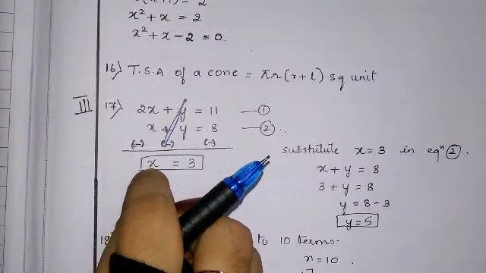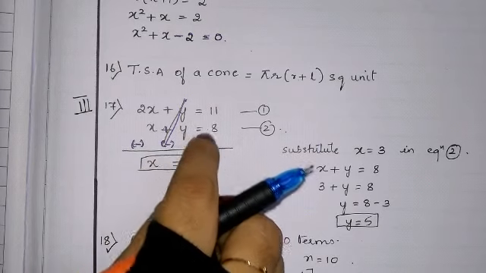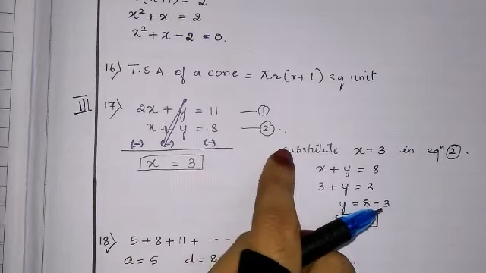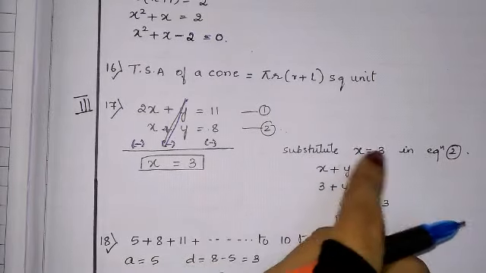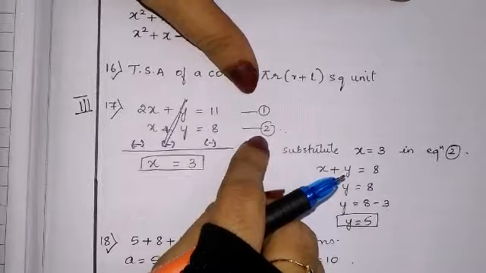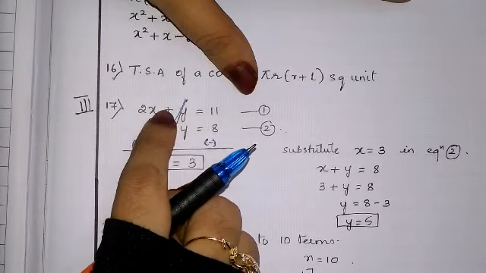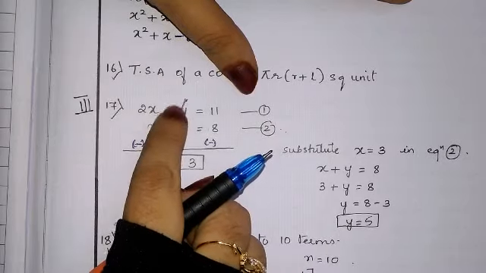2x minus x, x. 11 minus 8, 3. So x value we got 3. Put or substitute x is equals to 3 in equation 2. Why I have taken 2? We can see that it is easy compared to equation 1. Even we can substitute in equation 1 also.